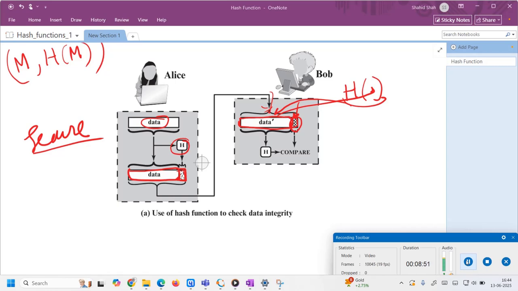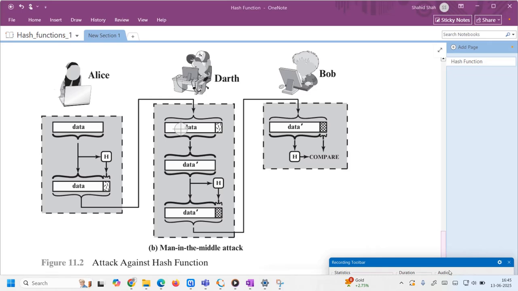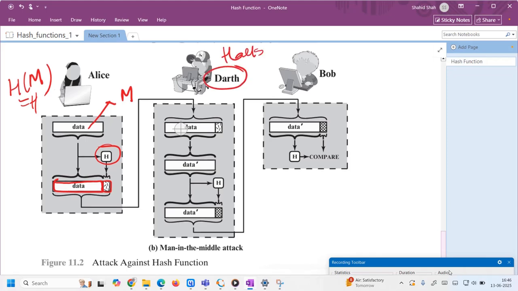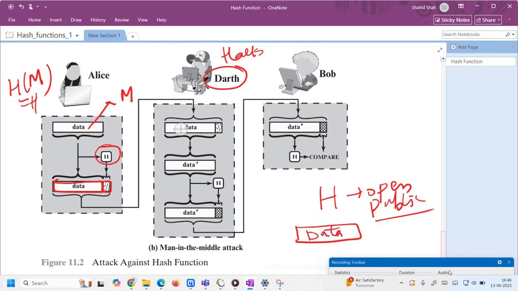Now let's go to this man-in-the-middle attack. It is a pretty simple attack, and I think it's not very difficult. Suppose you have some data, let's say M. We compute the hash of this data, H of M, and it is stored here. Then you transmit this M and the hash. Now Darth is your hacker sitting in the middle. That is why it's called a man-in-the-middle attack. This H algorithm is open, it is public. It is not something shared only between transmitter and receiver. So Darth also knows it. Darth also knows the structure that the first part is data and the last part is hash. What will Darth do? He will change the data.